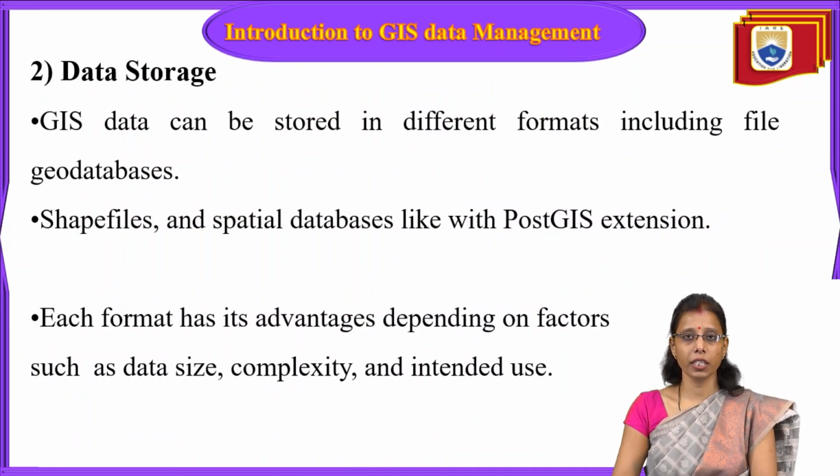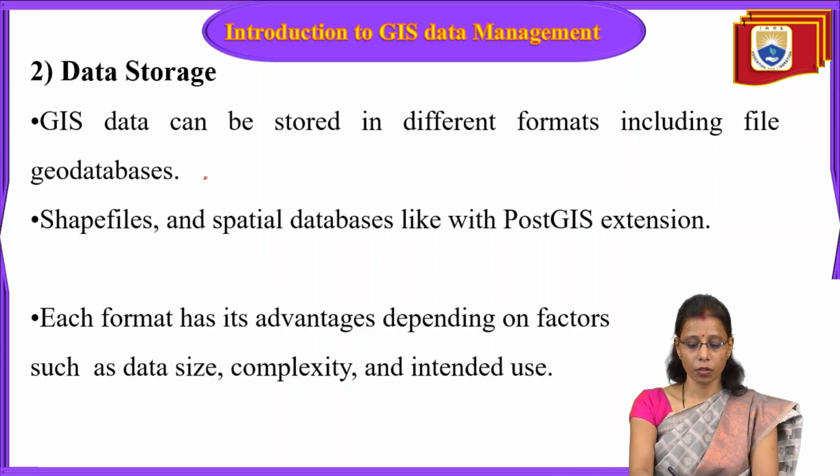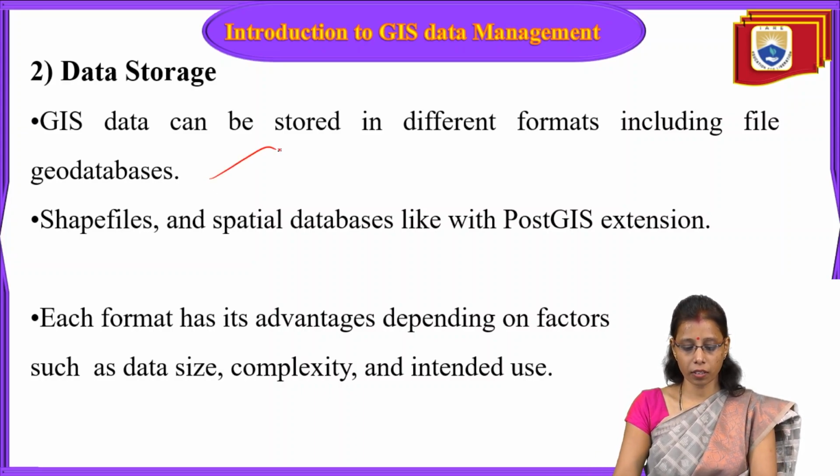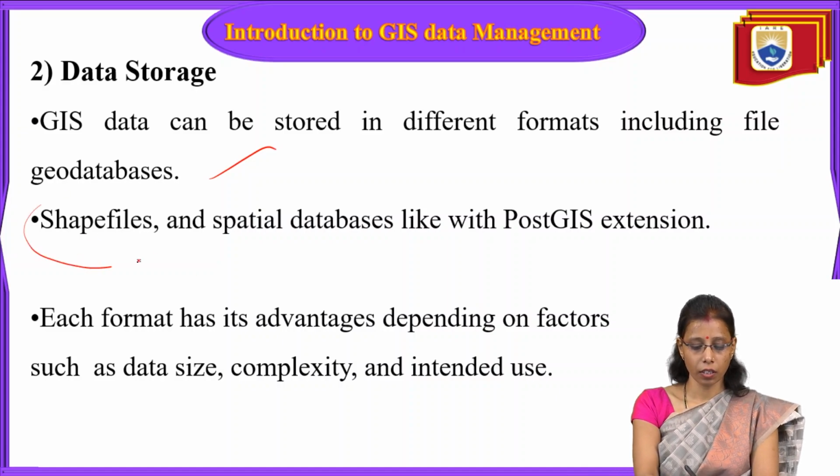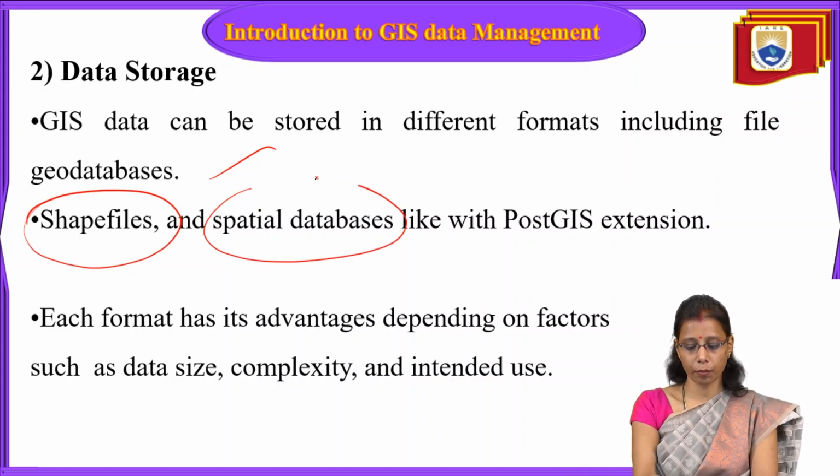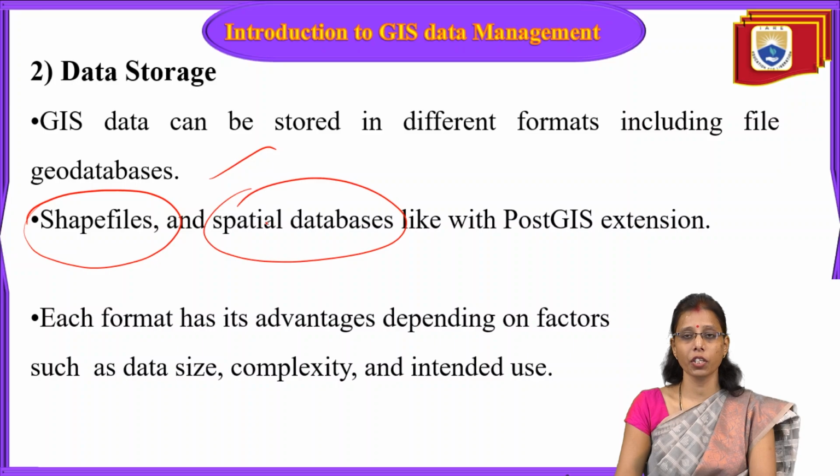Now, data storage. GIS data can be stored in different formats, including the file geodatabase, shapefiles, and spatial databases. So what are the shapefiles we use here? If you remember, shapefiles have the .shp extension. There are three types of shapefiles: one is point, another is line, and we have polygon.